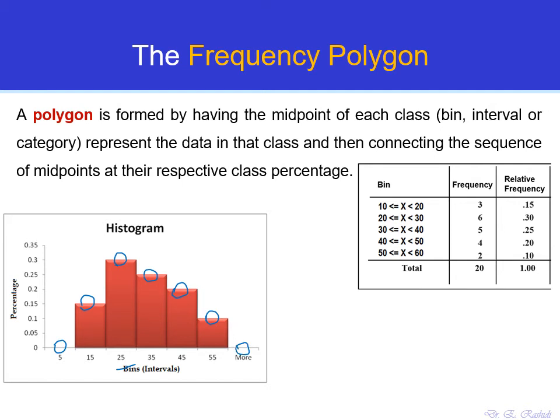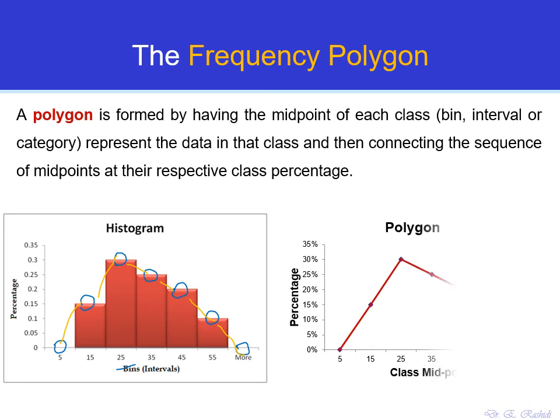And now if I connect these dots together, I'm going to have a frequency polygon. This is a frequency polygon. Let me get rid of these dots and lines here. So as you see here, a polygon just uses dots and lines to represent data instead of bars.